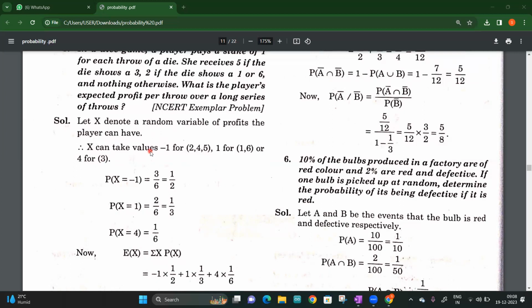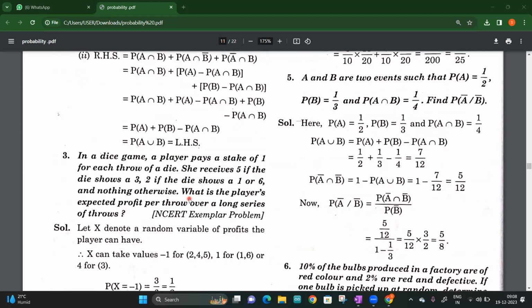Next, X can take the values minus 1. How do we know this minus 1? Because a player, after the game is done, will get some amount. For playing that game, she has to invest a stake of 1 rupee for each throw of a die. Understood the situation? Assume that you are the player. You want to throw the die. You have to invest 1 rupee first for one throw.